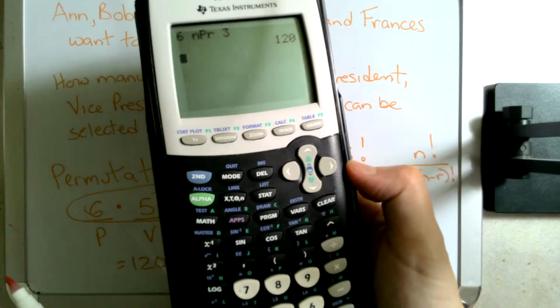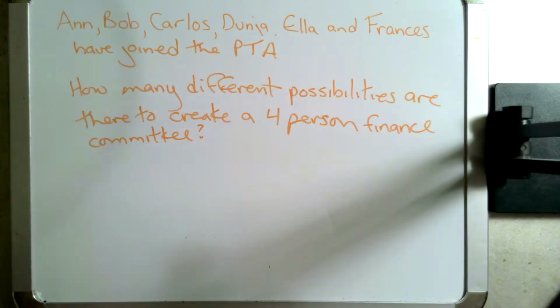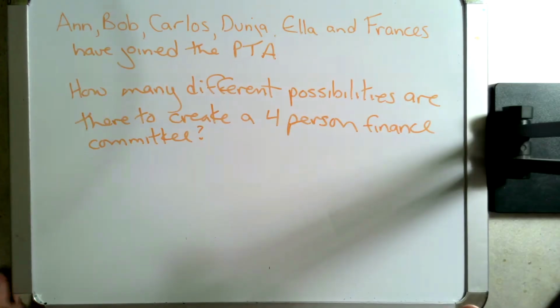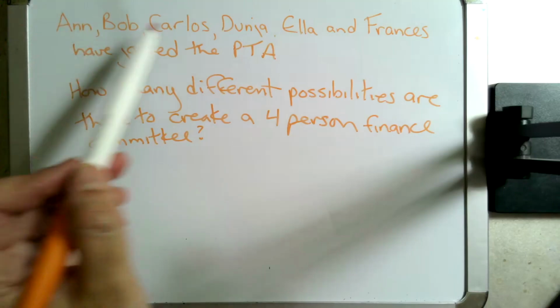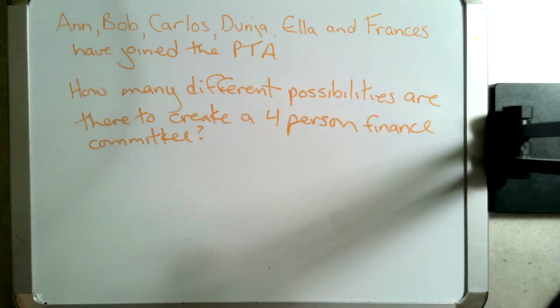Okay, let's take a look now at one that is a combination. Okay, so Anne, Bob, Carlos, Dunya, Ella, and Francis have now joined the PTA. How many different possibilities are there to create a 4-person finance committee, assuming that everybody is willing to be on the committee? Okay, so this is different. Now we want a committee, a collection, a group. It does not matter the order of the people in this group. We just want to know, of this group of 6, how many different groups of 4 can we create?